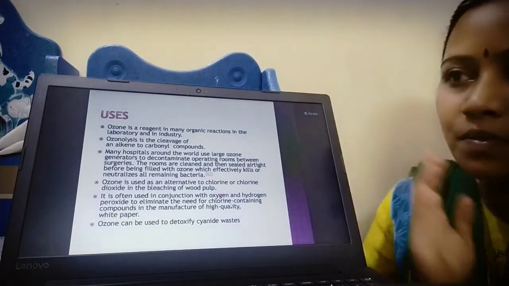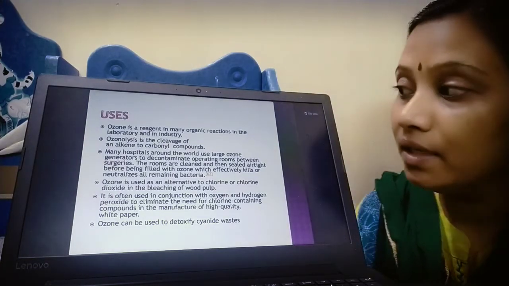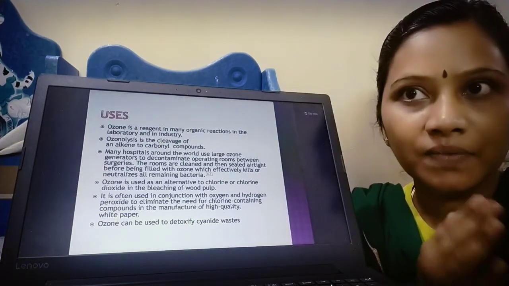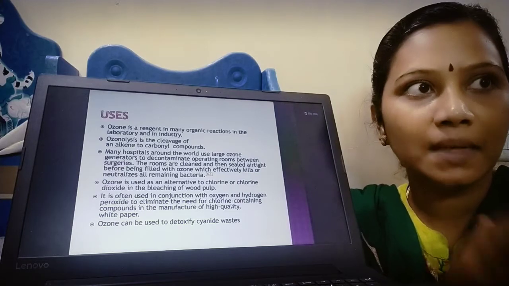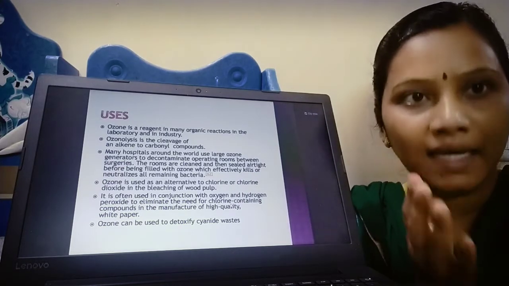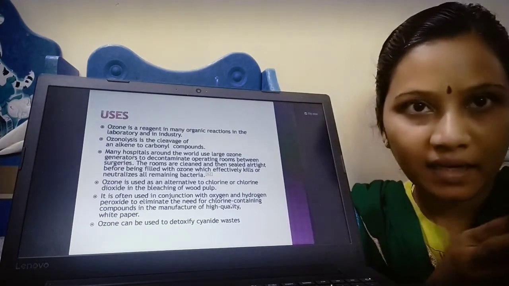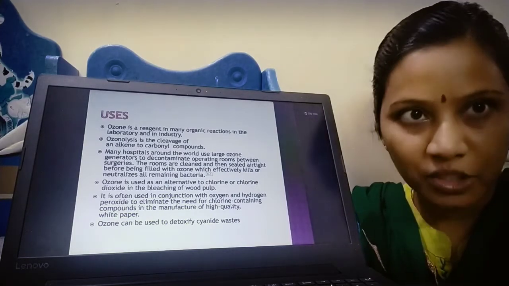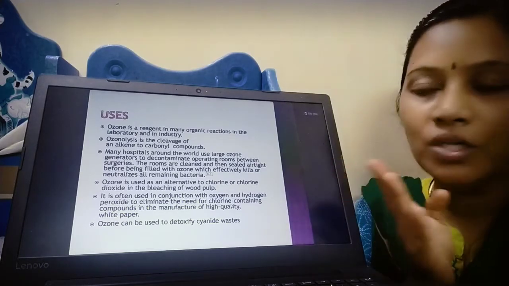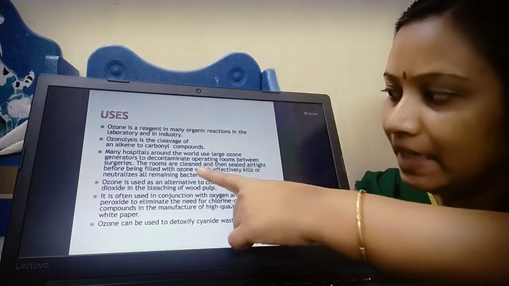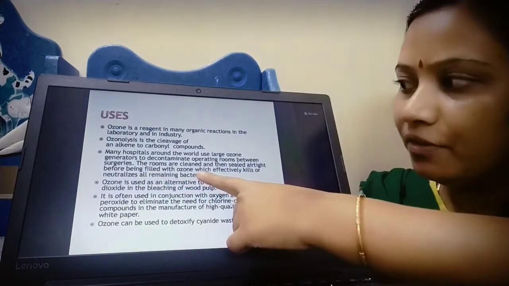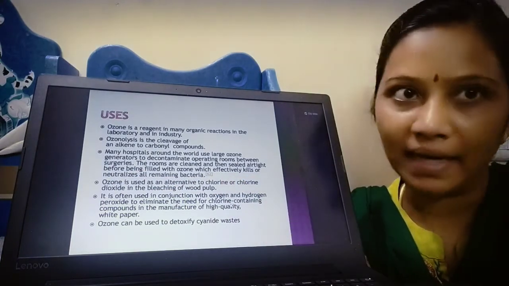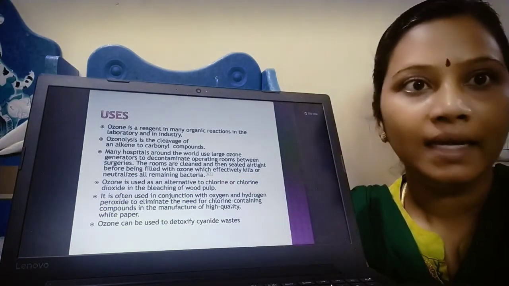And you know, many hospitals around the world are using ozone generators to decontaminate the operation theaters. For example, in whatever interval they get between scheduled operations, they will decontaminate the operation theaters using an ozone generator, because the rooms are cleaned and then sealed airtight before being filled with ozone, which effectively kills or neutralizes all the remaining bacteria. It's going to decontaminate the entire room.